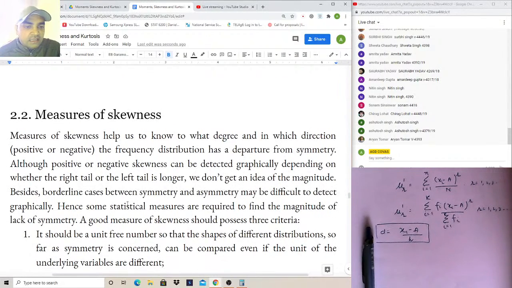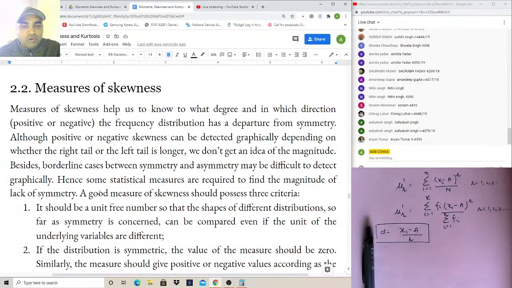So what are the various measures of skewness? Measures of skewness help us to know to what degree and in which direction, positive or negative, the frequency distribution departs from symmetry. Although positive or negative skewness can be detected graphically, depending on whether the right tail or the left tail is longer, we don't get an idea about the magnitude. That is, we get an idea only about the direction. So to get an idea about the magnitude, we have to find some measures.